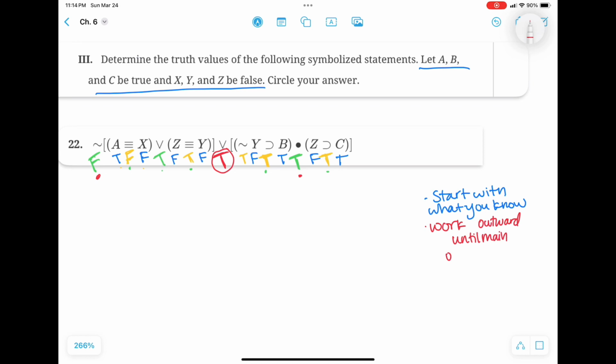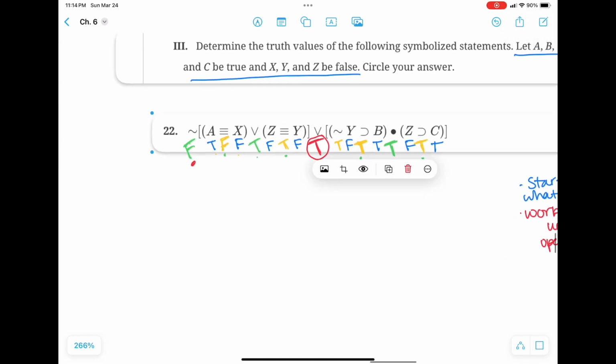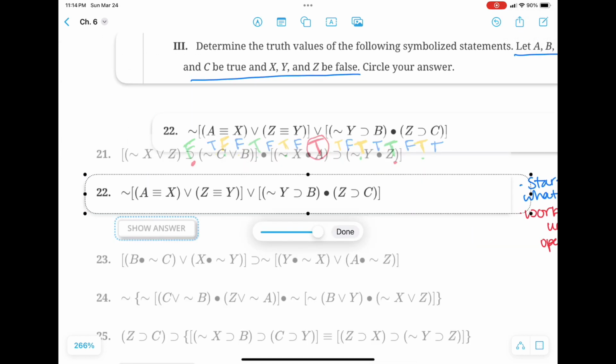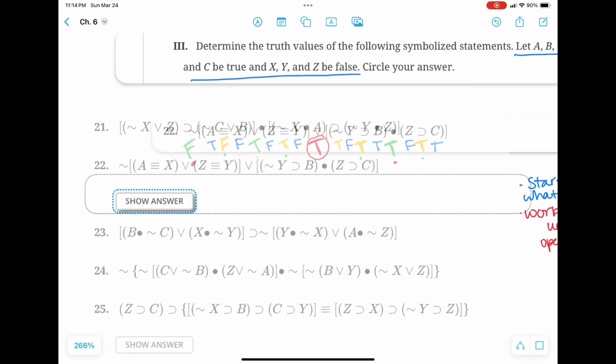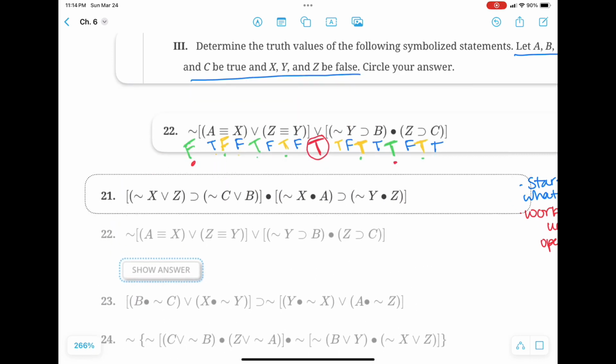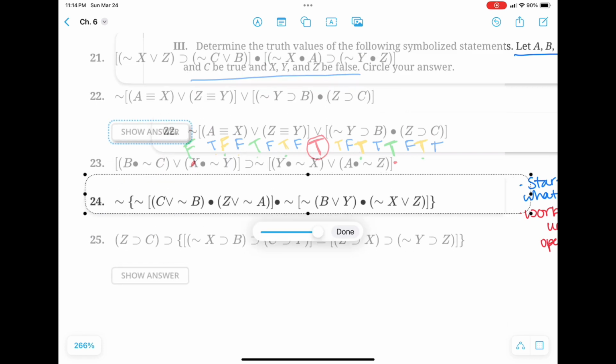So we work outward after starting with what we know until we get to the main operator. The main operator with this sentence is the disjunction there. So the overall truth value of this sentence is true.